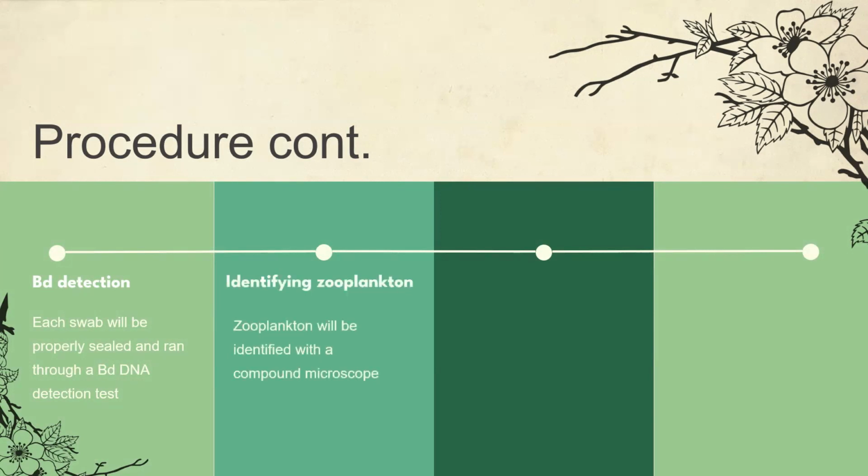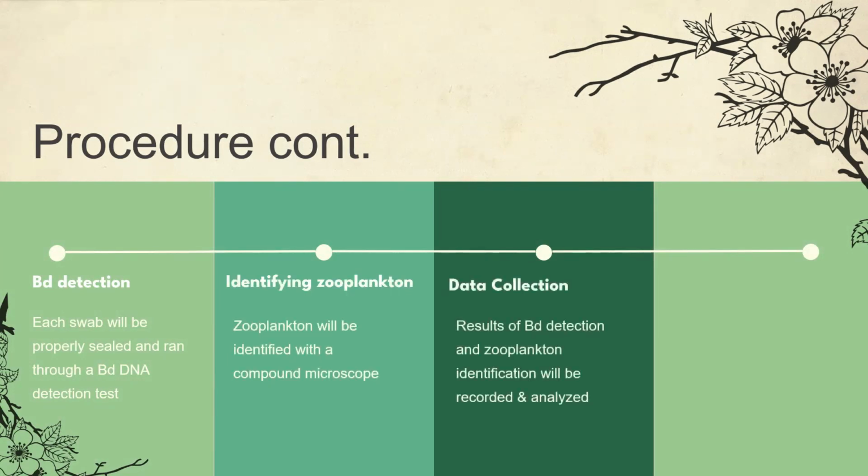And we will identify zooplankton, as I discussed, with a compound microscope back at Webster, and the results of the BD detection and zooplankton identification will be recorded and analyzed. And my hypothesis, as I discussed: the lower the zooplankton density, so fewer zooplankton that are eating these BDs, the fewer tadpoles will be infected with BD.